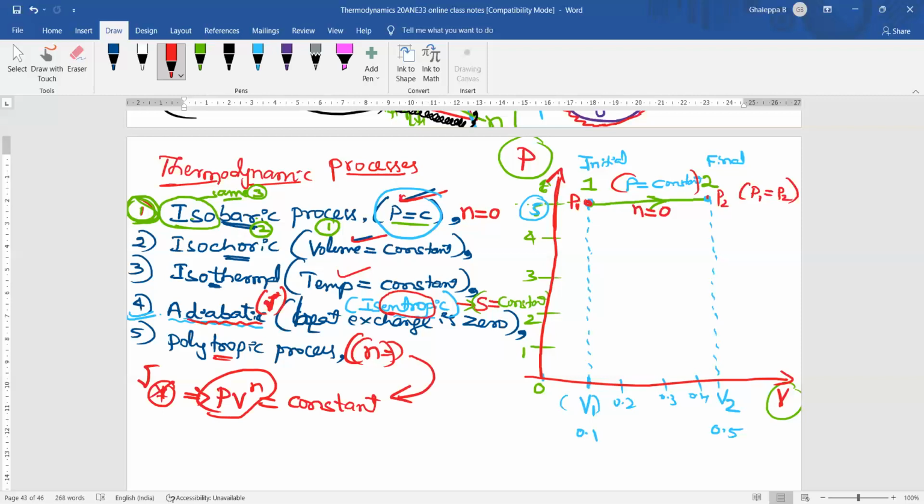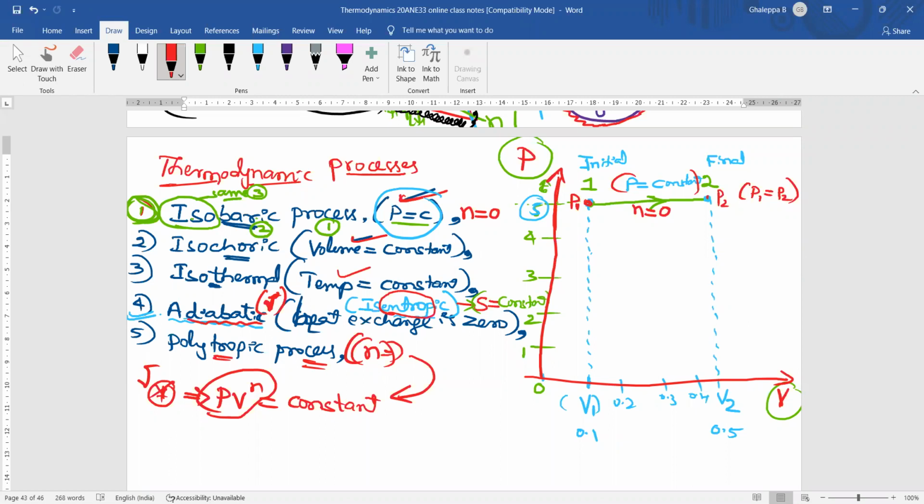Okay, what is the definition of polytropic process? And here no property is constant. Any property will not be constant. Here PV to the power of n, the law is called the polytropic process. Any process which obeys, which satisfies the law PV to the power of n equals constant.